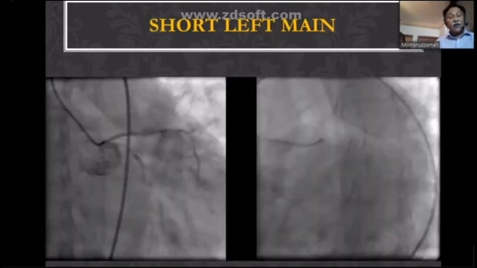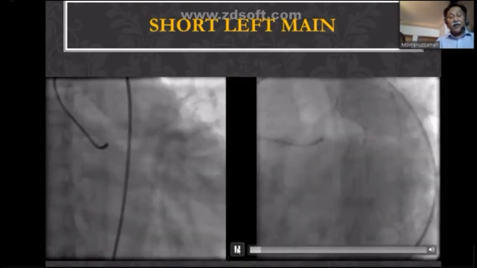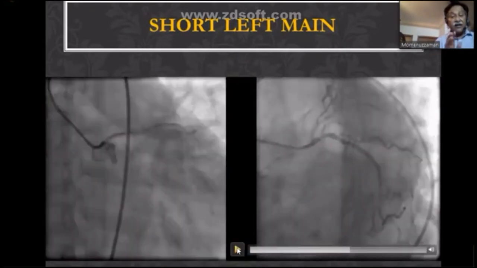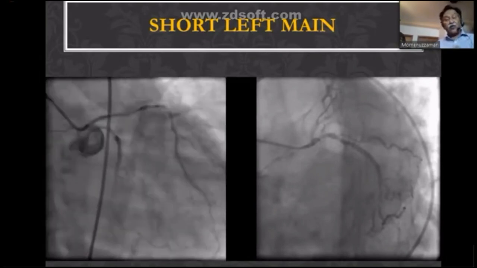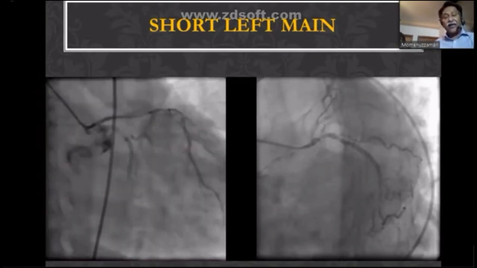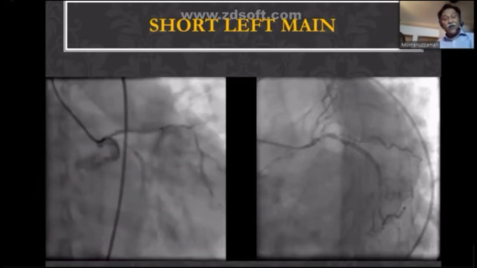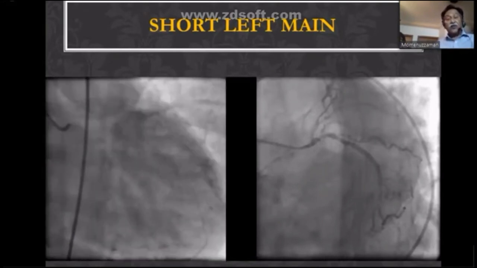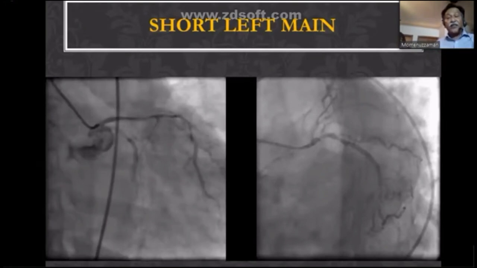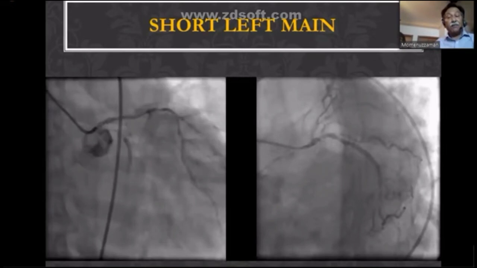Similarly, sometimes the left coronary artery may arise separately, with the circumflex and LAD having separate origins. In that case, yes, you can manage with a single catheter by a little manipulation: clockwise rotation for the LAD and anticlockwise rotation for the circumflex. Or in another way, take a 3.5 for the LAD and a 4 for the circumflex. In this way, you can make the diagnostic guide catheter coaxial to the ostium of the left main.